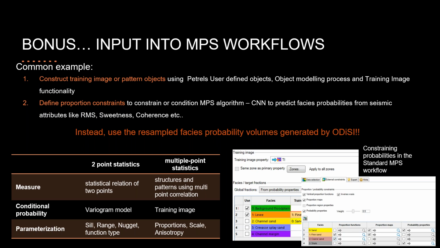And a key point with regards to ODiSI in this context is that the NPS workflows also rely heavily on the utilization of external secondary factors, which are usually used to control the proportions of Fasces. And we refer to these as constraining probabilities. So these proportion constraints can be controlled by vertical proportion curves, as I said, proportion maps, and probability cubes. And these things can be directly fed using the ODiSI lithophases maps and volumes as well. So quite powerful in that sense.